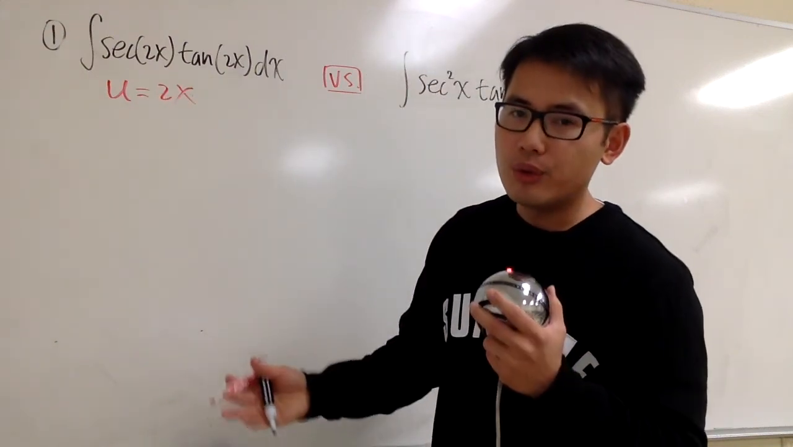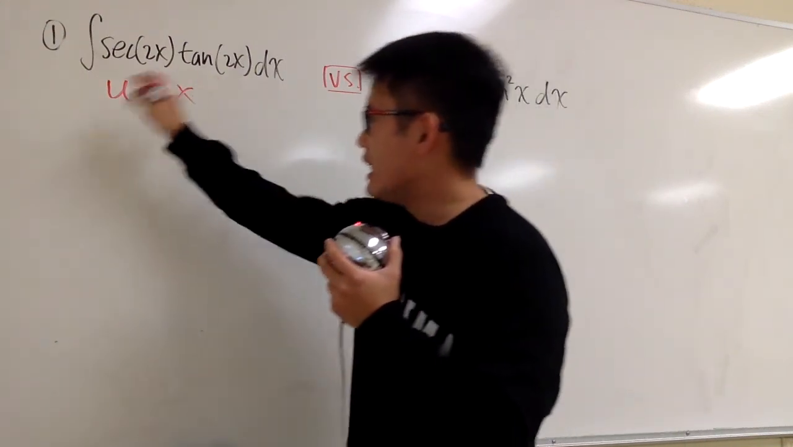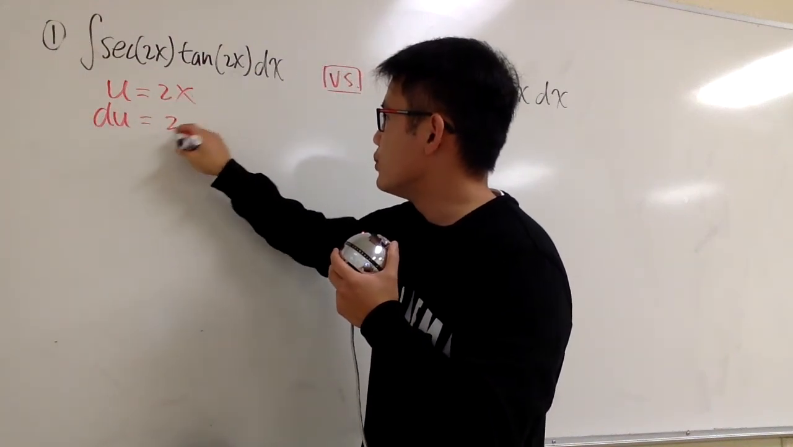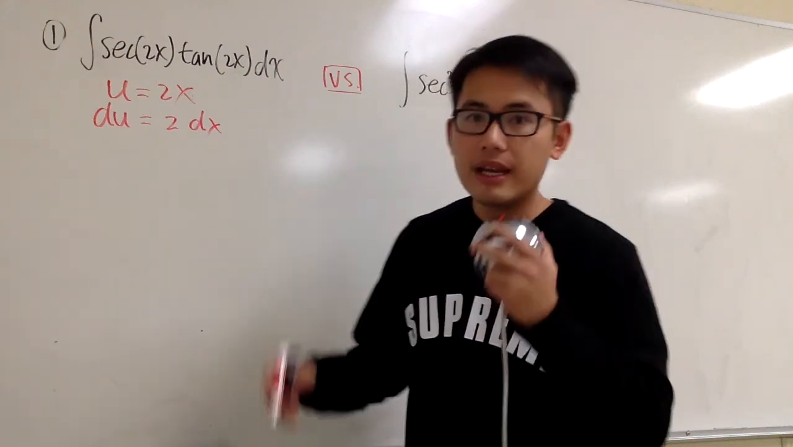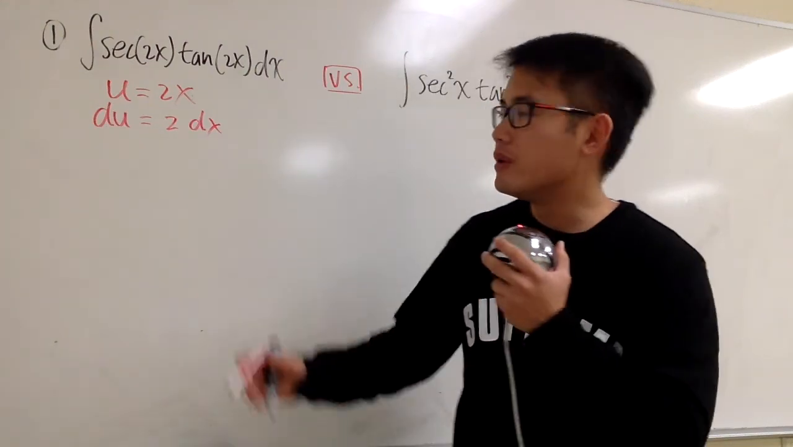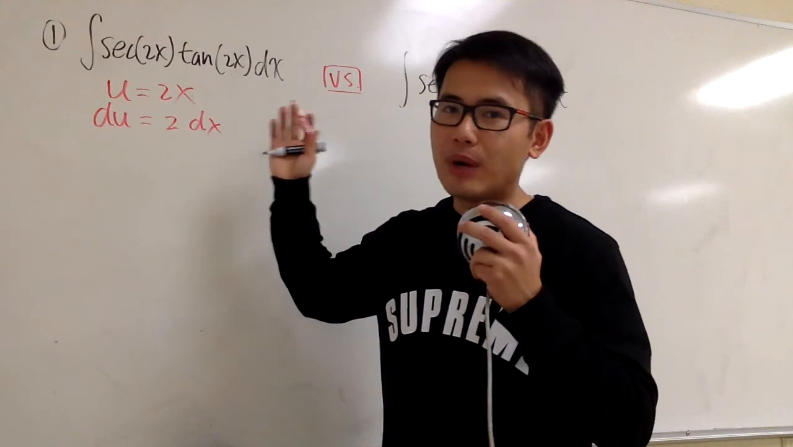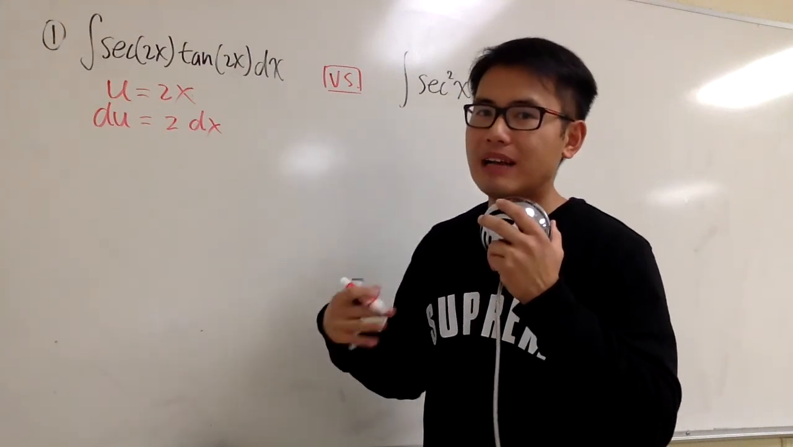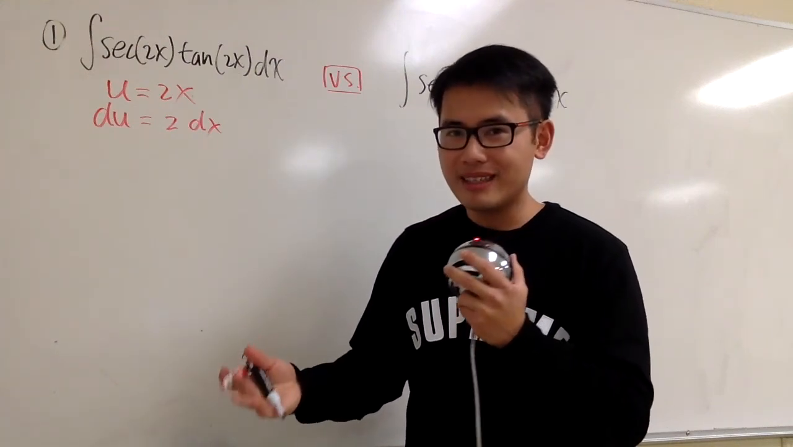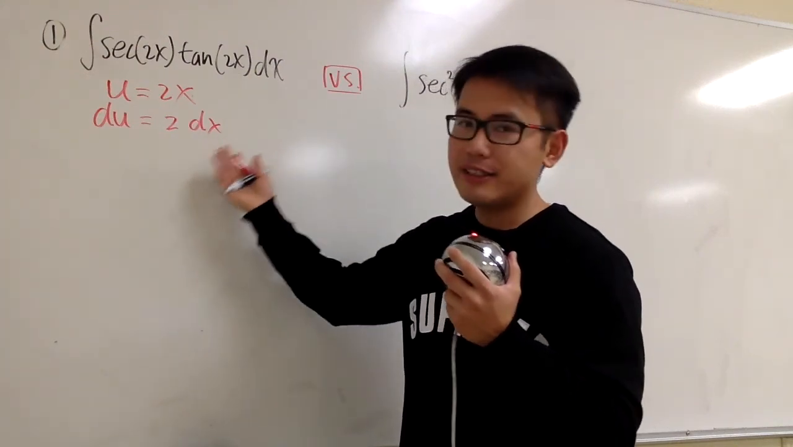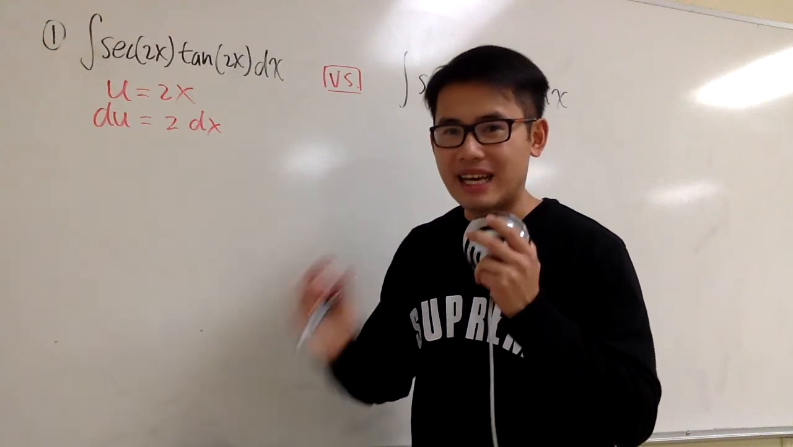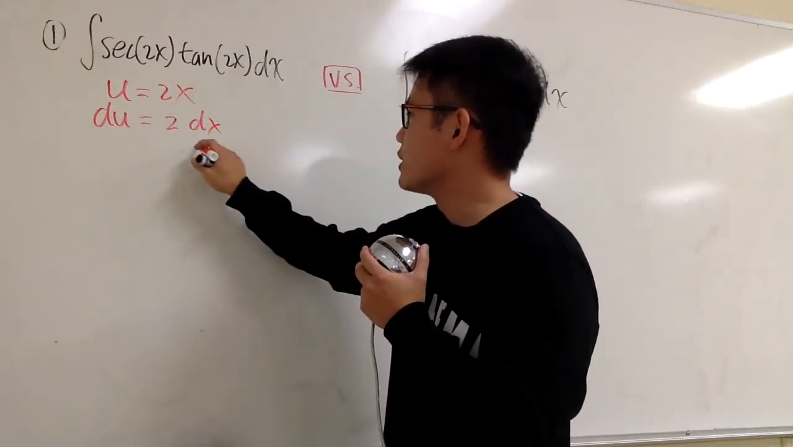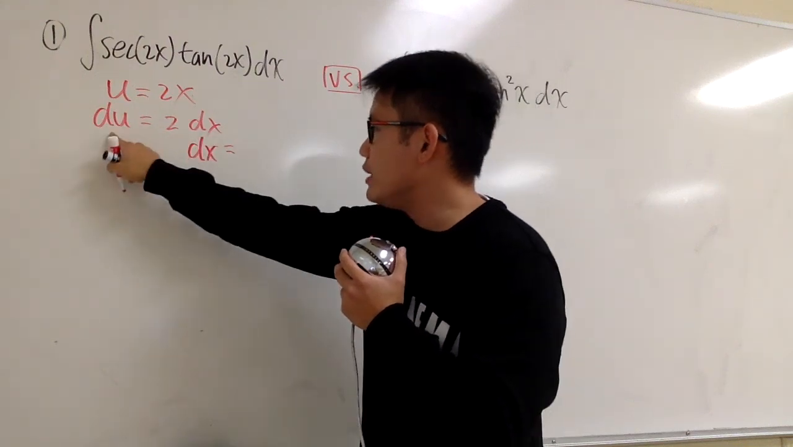And once you have the u, differentiate both sides. On the left hand side, we get du. And on the right hand side, the derivative of 2x is 2 dx. And then the next step is we are going to isolate the dx. I will highly recommend you guys to isolate the dx because sometimes you may have to divide, you may have to multiply. Well, if you always isolate dx, it's more clear and it's consistent. Anyways, in this case, we have to divide by 2 on both sides. So we can say dx is equal to du over 2.